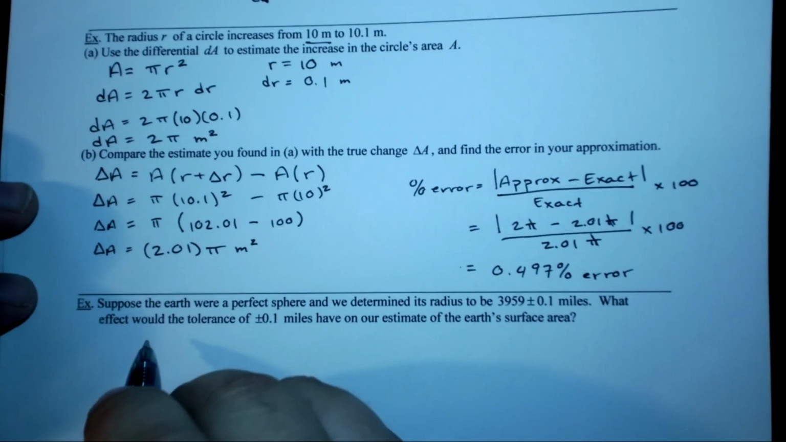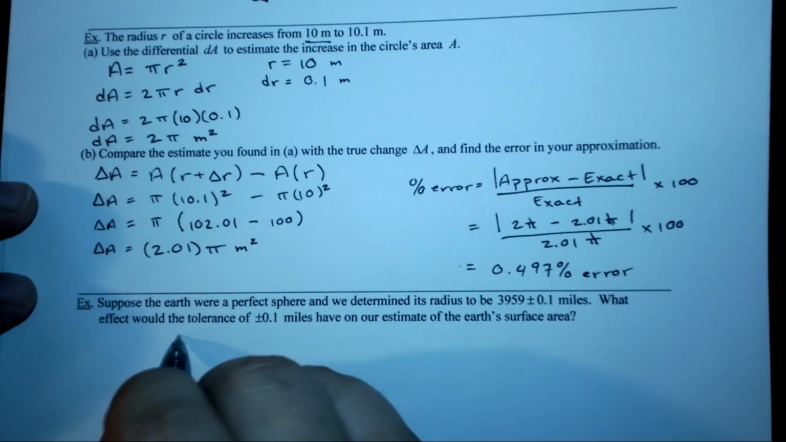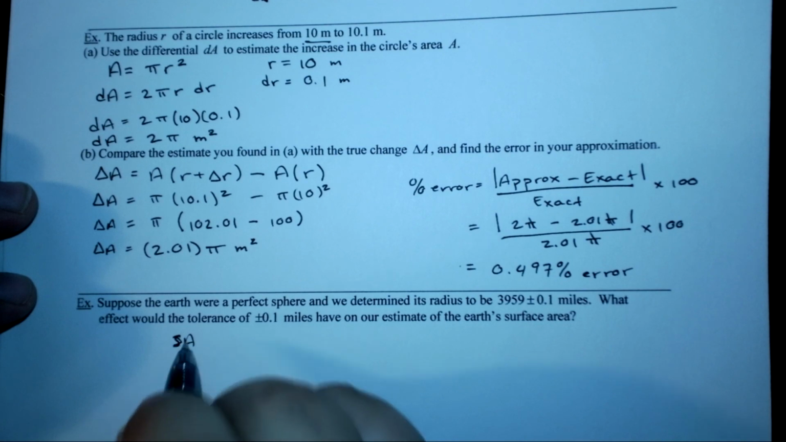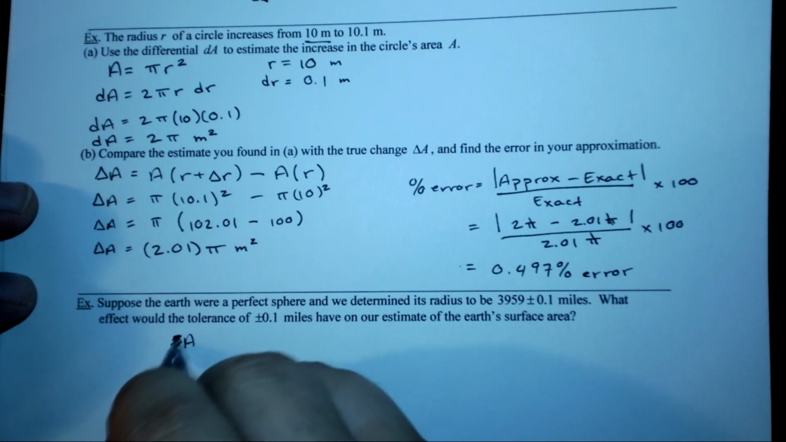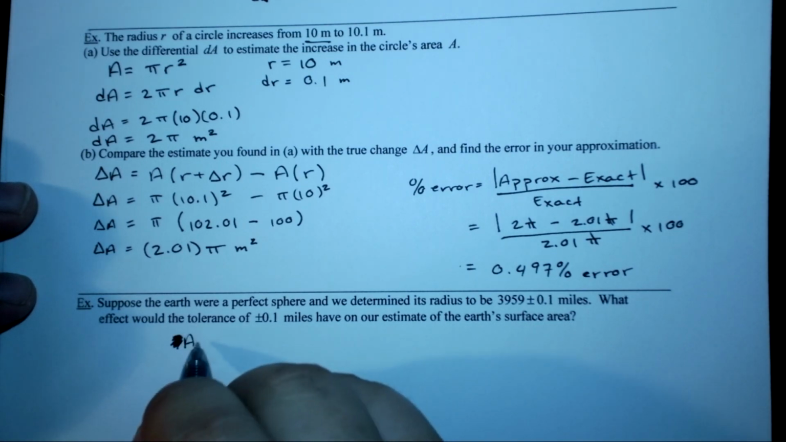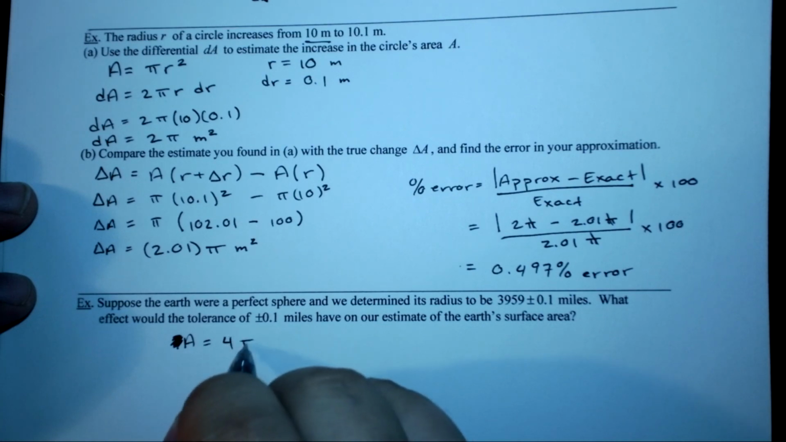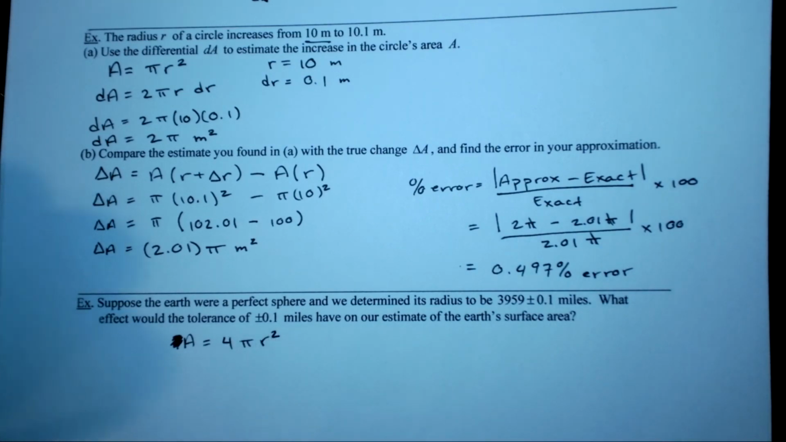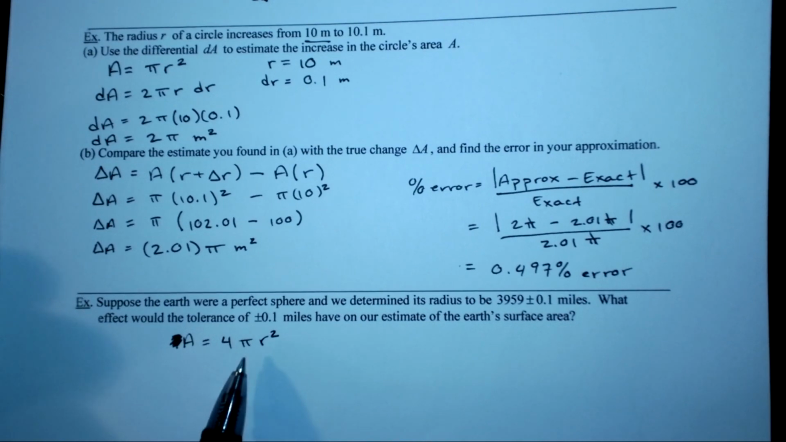One thing that'll help you here is that the surface area of a sphere, we'll leave it at that, is equal to 4 pi r squared. So that kind of gives you a starting point for that problem.